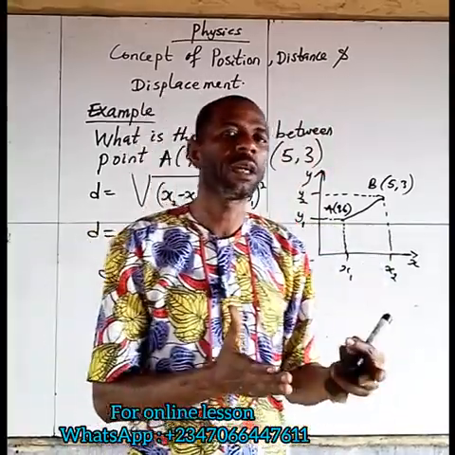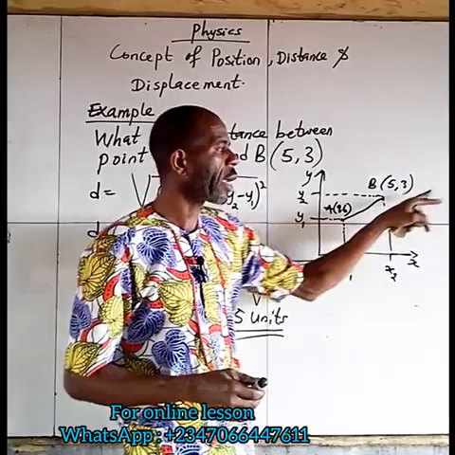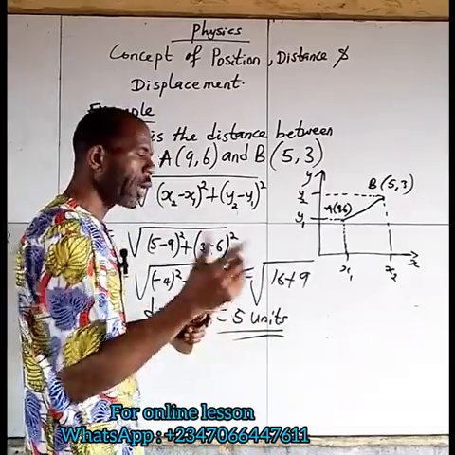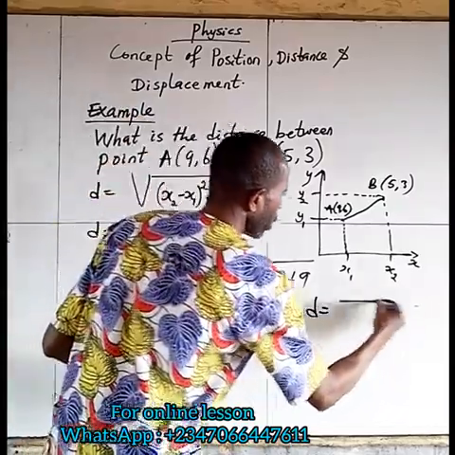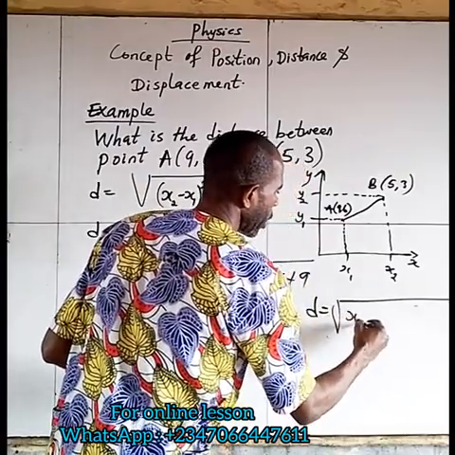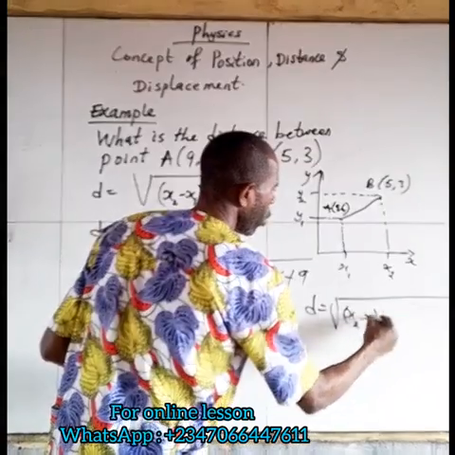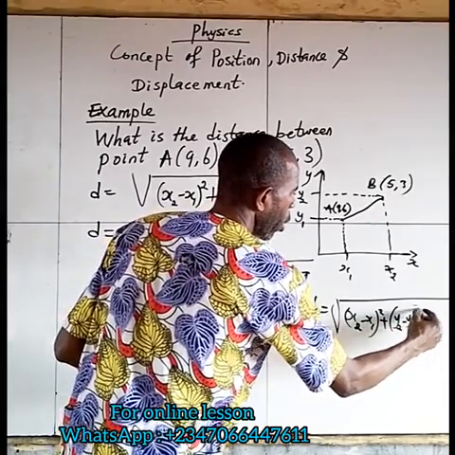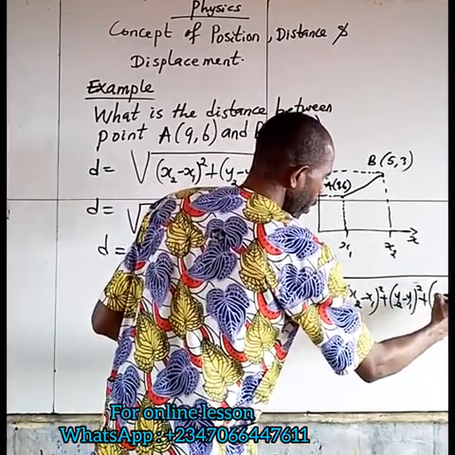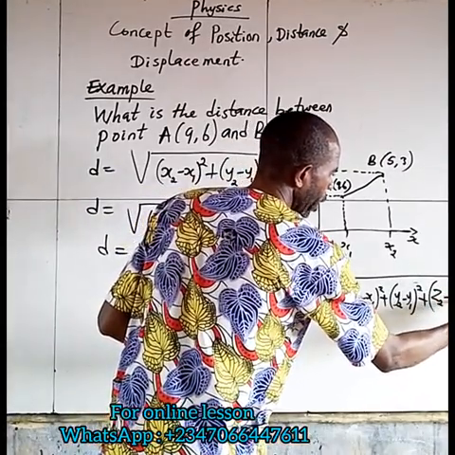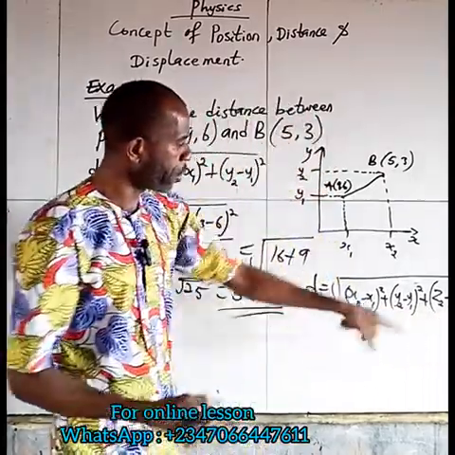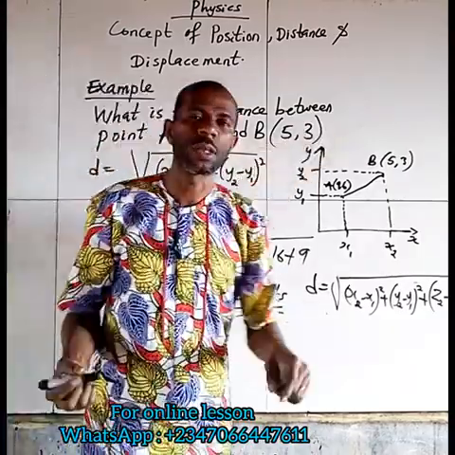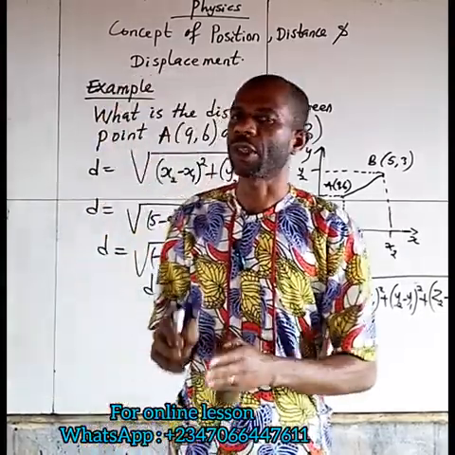If we have 3 values, for example x, y, z, this is how you also do that. In that case, the formula becomes d equals the square root of (x2 minus x1) squared plus (y2 minus y1) squared plus (z2 minus z1) squared. So we use this formula, and you will be given 3 values in each coordinate. This is how we calculate distance between 2 points.